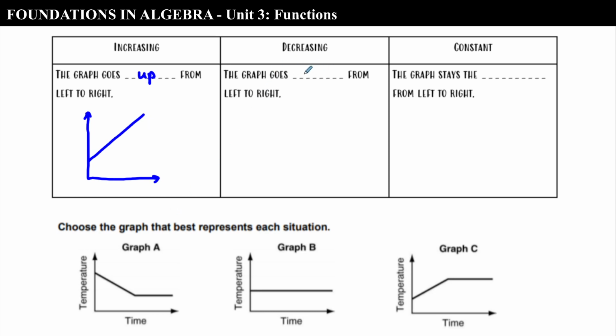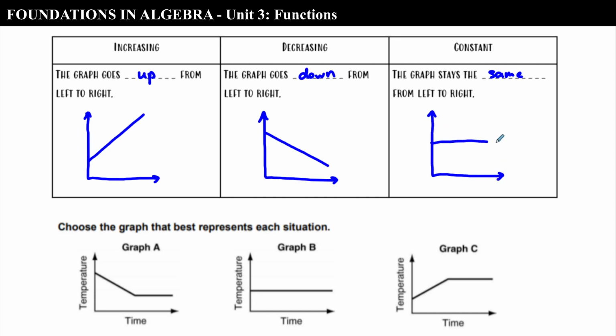A graph that is decreasing is going down from left to right. So again, if we have some graph, we can say that it's going down from left to right, kind of like that. And then a constant graph is the graph that stays the same from left to right. And we saw that in the middle example at the top, and so we'll draw another one. Here's another example of that.